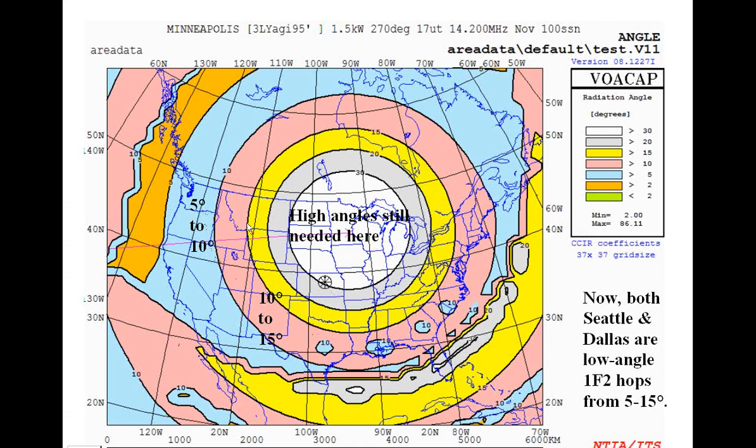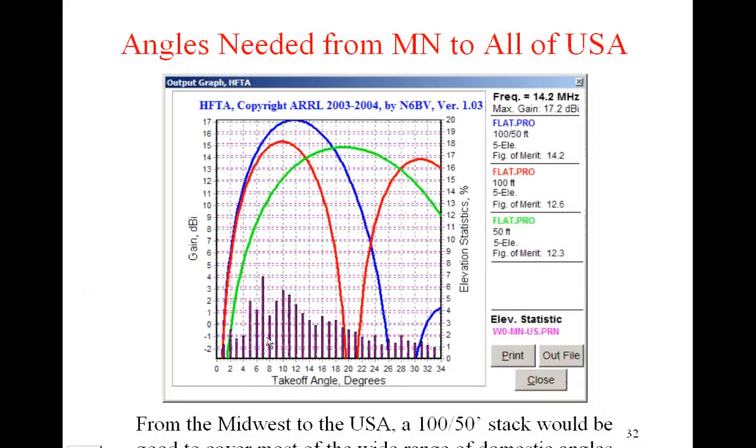So here we have a situation where from the upper Midwest, on 20 meters, you're using a single F2 hop anywhere throughout the U.S., both to the east and to the west. So these are kind of more typical, traditional, what we'd expect to have for domestic contests, the angles involved. And here what I've plotted is from Minnesota, from the top of the black hole in the U.S.